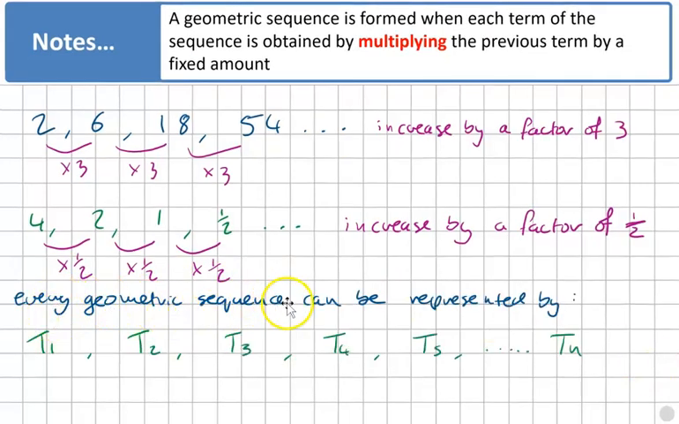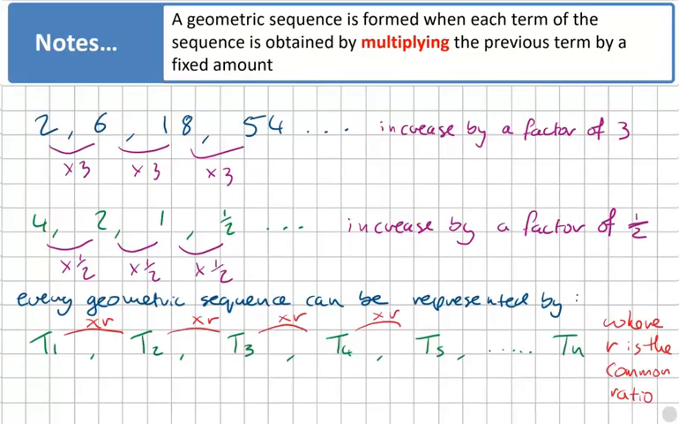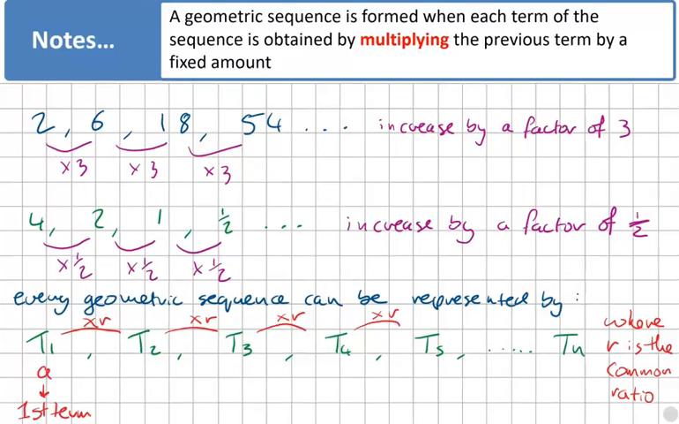Every geometric sequence can be represented by t1, t2, t3, t4, t5, ... up as far as tn, where r is the common ratio. So we're multiplying each term by r, which is a fixed amount. So term 1 is a, the first term. Term 2 is going to be a multiplied by r, which is ar.